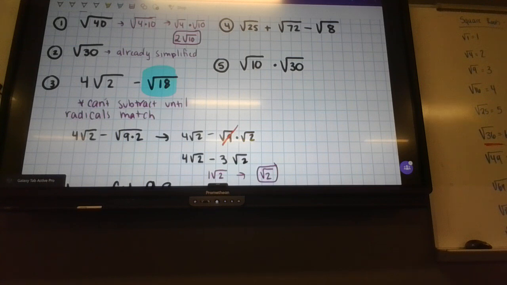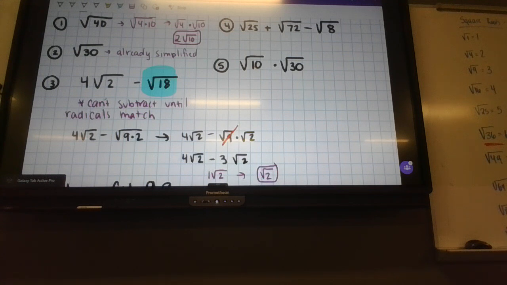No, we can keep going. Look, this 8 is still under this radical bar. Now, can 8 be rewritten as what? 4 times 2. 8 is 4 times 2 and 4 is a perfect square. So we're going to do 8 as the square root of 4 times 2.